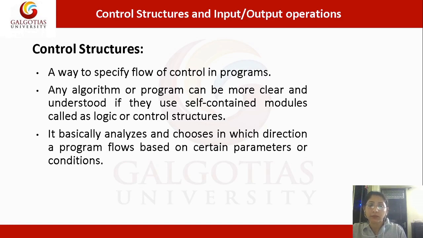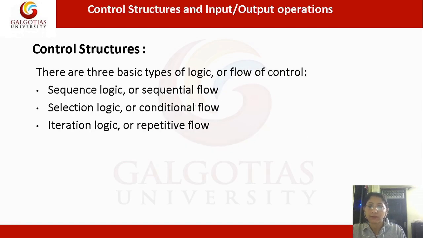Any algorithm or program can be more clear and understood if they use self-contained modules called logic. It basically analyzes and chooses in which direction a program flows based on certain parameters or conditions. Under the control structure, there are various control structures which we are going to discuss. These are sequential logic, or sequential flow, selection logic or conditional flow, and iteration logic or repetitive flow. Each control structure controls the execution of the program differently.